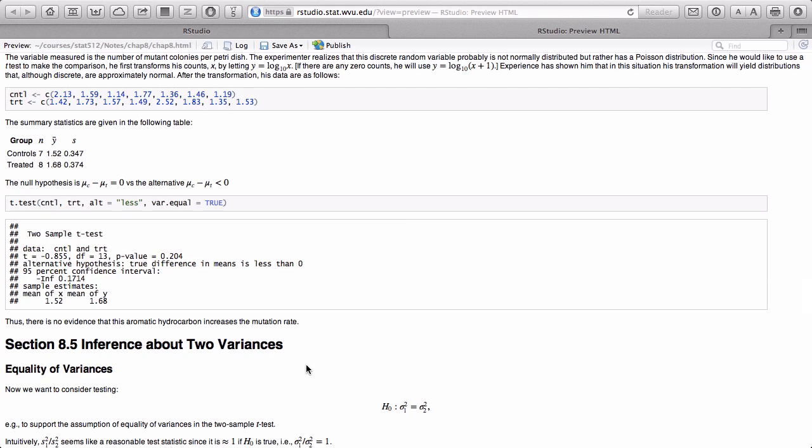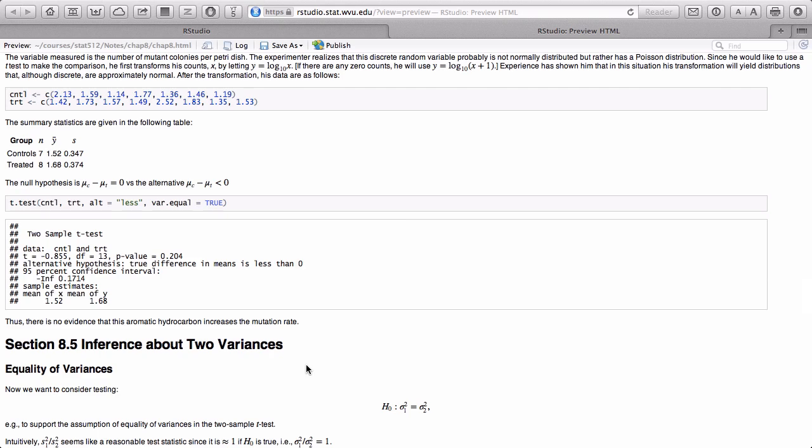And then you're testing the null hypothesis that mu sub c is equal to mu sub t in this case. Well, actually, equal versus it's less than 0. So you're testing that the treated mean has what? More mutants, or more mutations, in the treated mean than the controls. So what your hypothesis is that the chemical causes mutations. That is the alternative hypothesis. And so here we're doing a one-sided test.